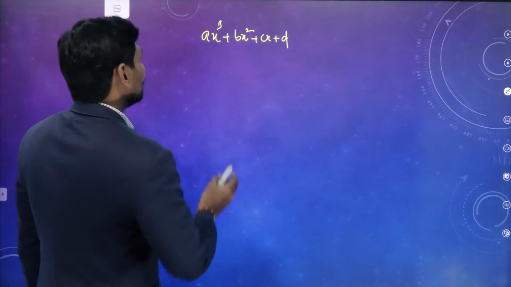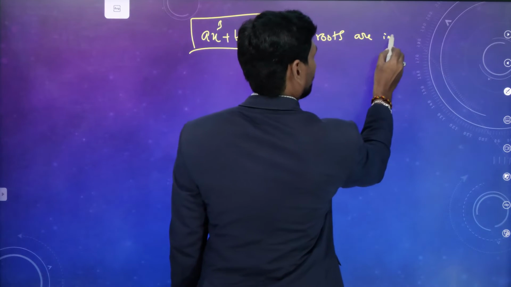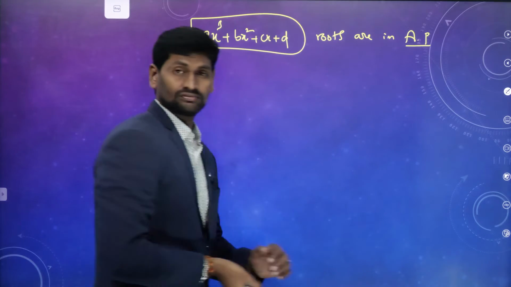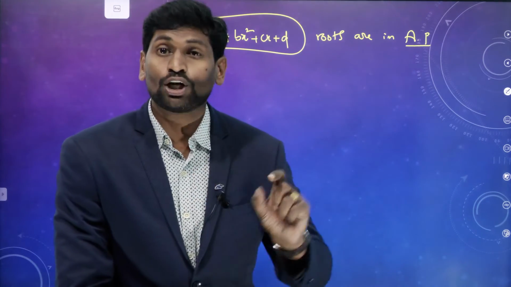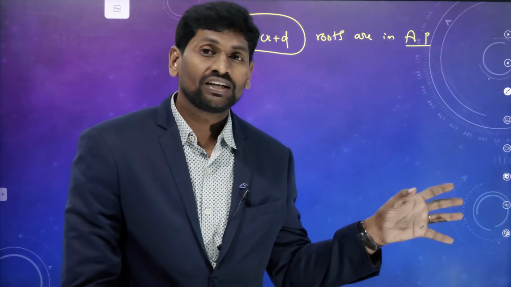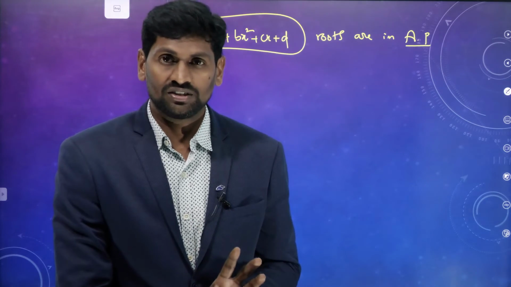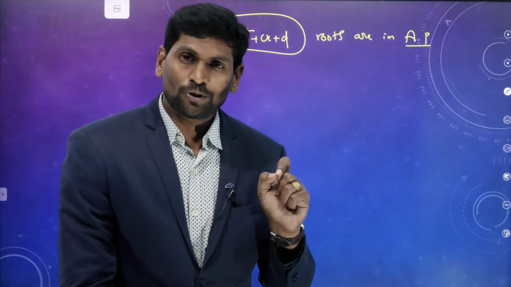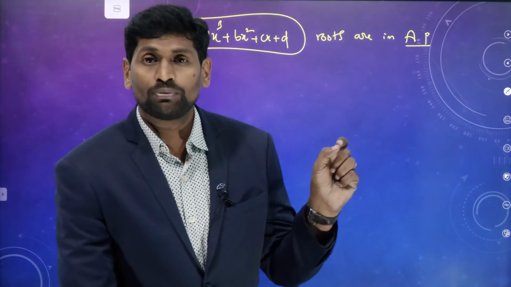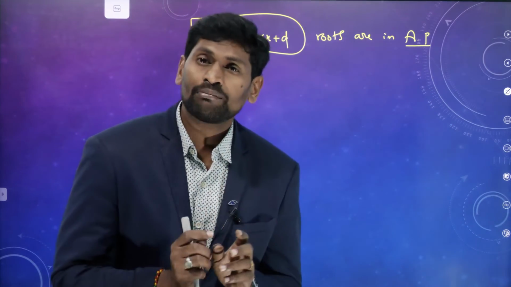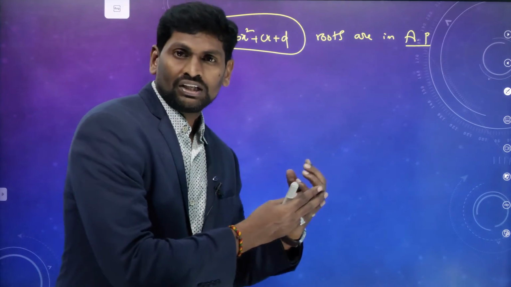Now the cubic polynomial roots are in AP. AP means arithmetic progression. I told you already, arithmetic progression is nothing but a list of numbers in which each term is obtained by adding a fixed number to its preceding number except the first number. So clearly, in that list, every term is formed by adding a fixed number. That fixed number can be positive or negative.